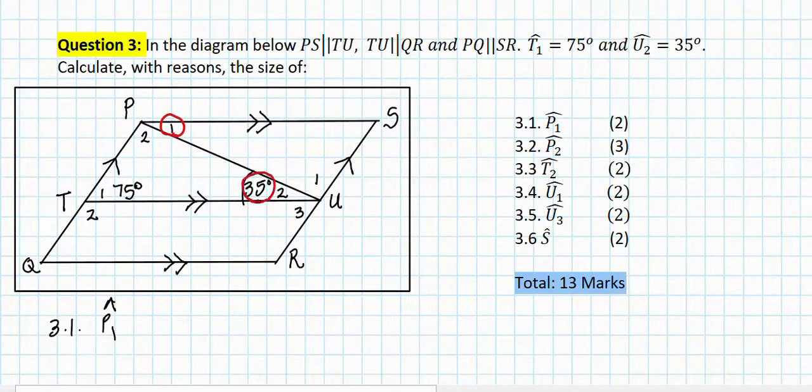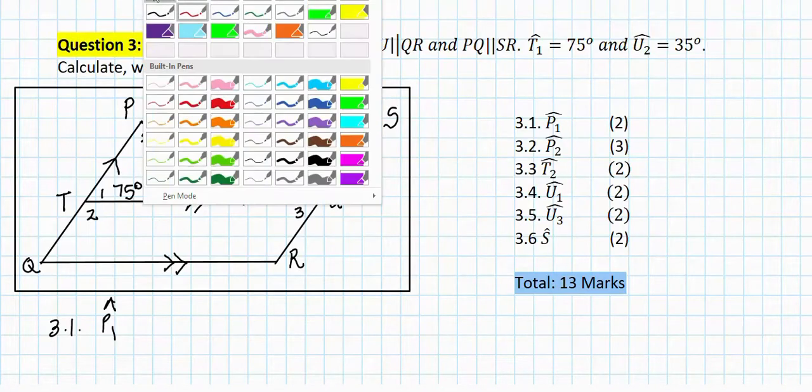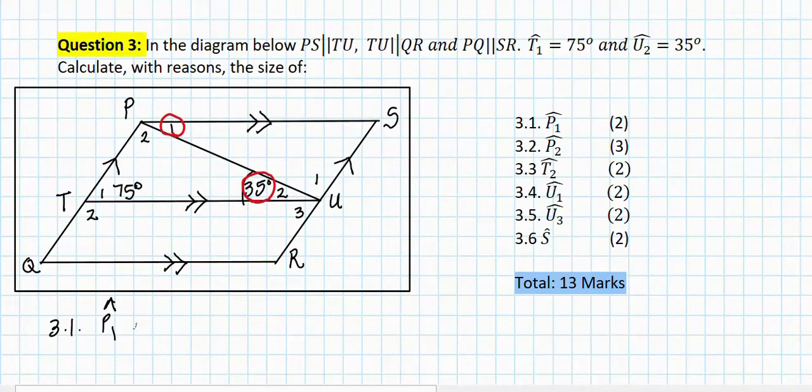This is equal to that. Why? Because there's a Z formation there in case some of you didn't see it. So here's the Z formation and here are the parallel lines. So this angle alternates with that, right? I hope you are all catching up with me now. So P1 is equal to 35 degrees. I told you, you don't even need 2 minutes for this one. So P1 is equal to 35 degrees.